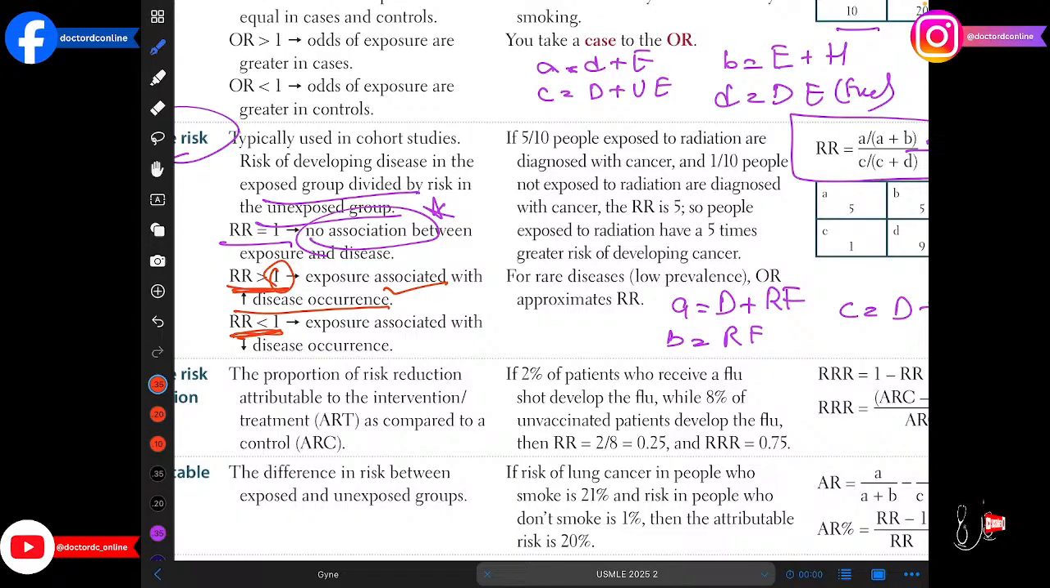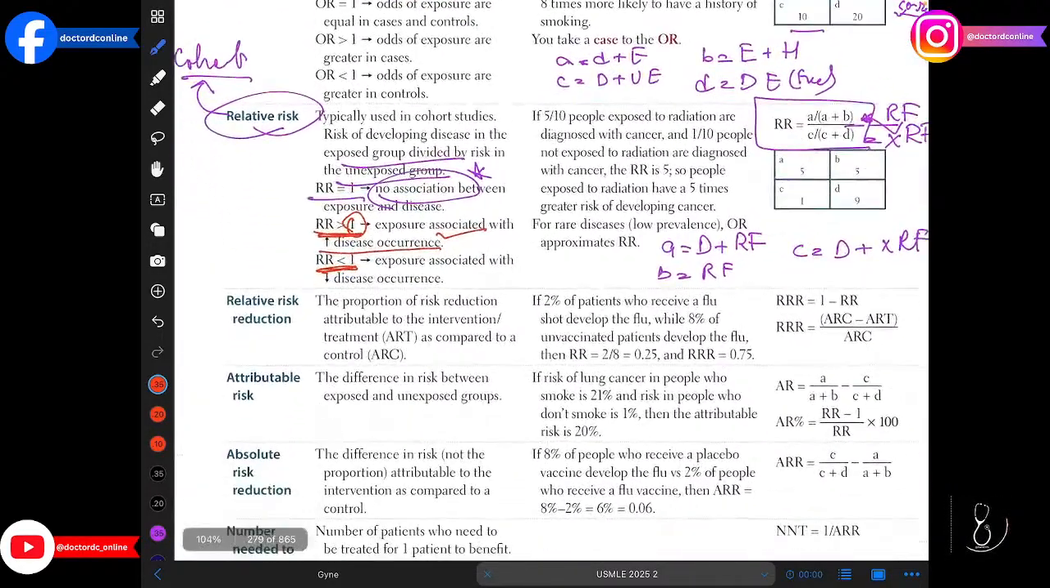Now, relative risk reduction is directly related to the relative risk, and it's defined as the proportion of risk reduction that is attributable to the intervention as compared to the control. So, to put that as an equation, the relative risk reduction equals 1 minus the relative risk.